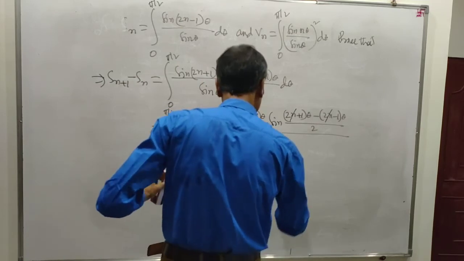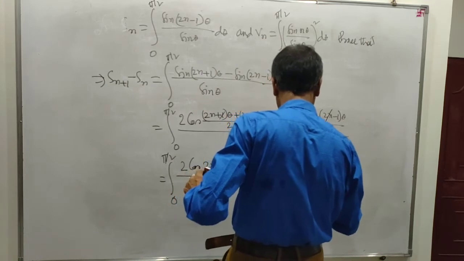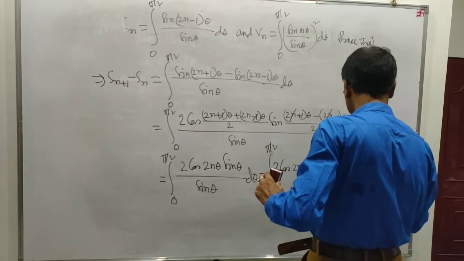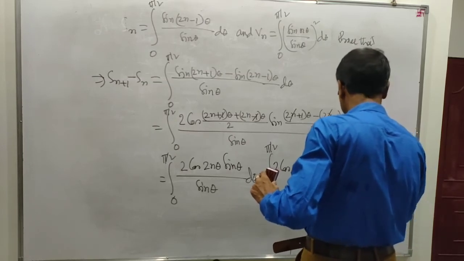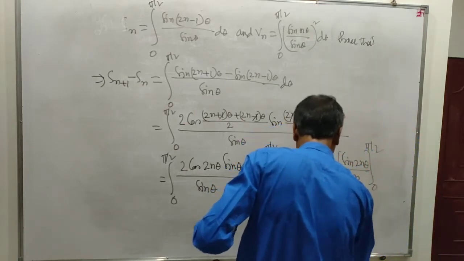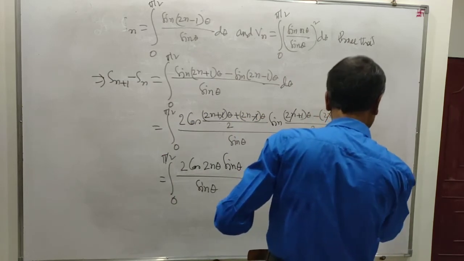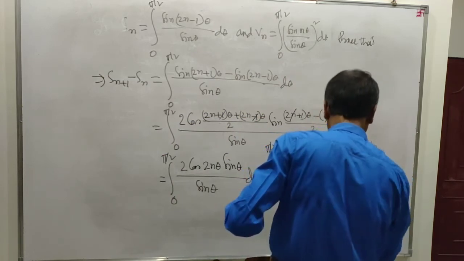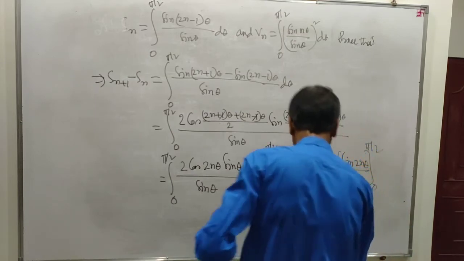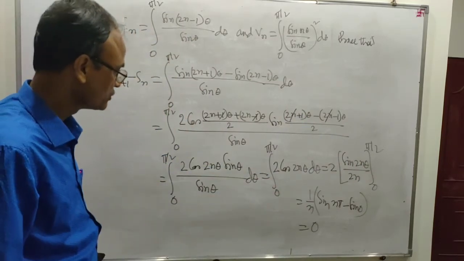This is equal to 0 to pi by 2, 2 times of cos twice n theta d theta equal to 2 times of sin twice n theta divided by twice n, 0 to pi by 2, equal to 1 by n sin for theta you put pi by 2, n pi minus sin 0 will be equal to 0 simply. This will be equal to 0. Sin n pi minus sin 0 equal to 0.